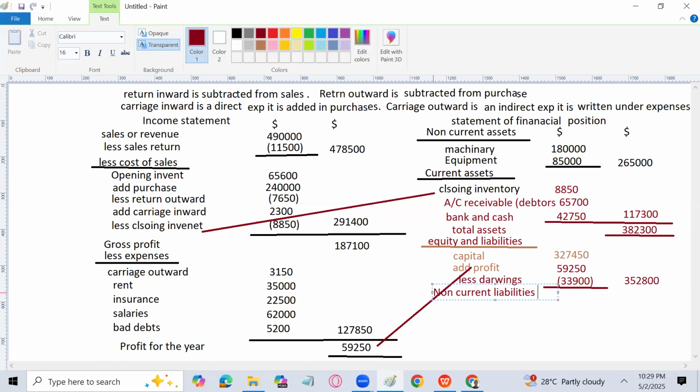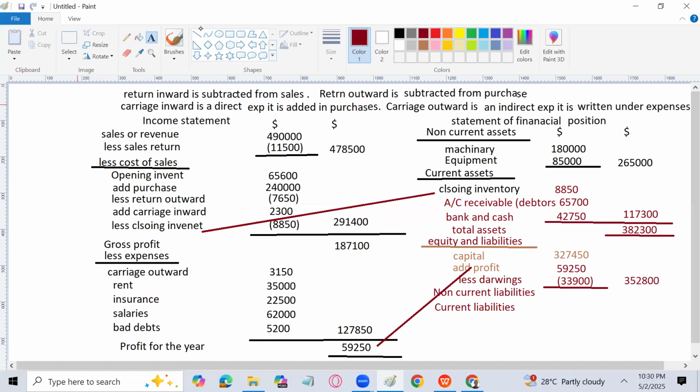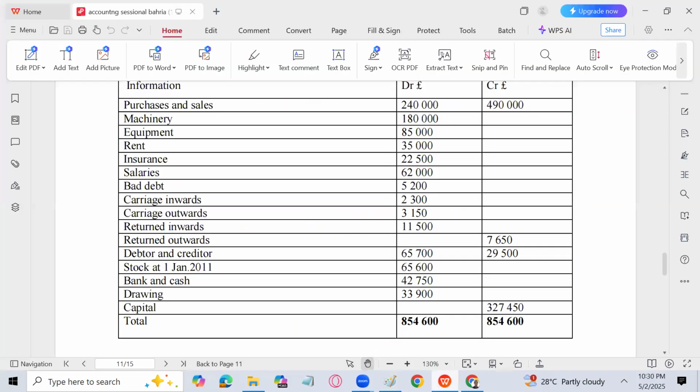In non-current liabilities, we are supposed to write bank loan, long-term loan, mortgage loan. But in this question, there is no non-current liability given. So I will move forward and write the current liabilities now. It is possible that we would have been given a non-current liability like a bank loan, but because it is not given, I have just written it for understanding purposes, so that if there is one, you can write bank loan and so on.